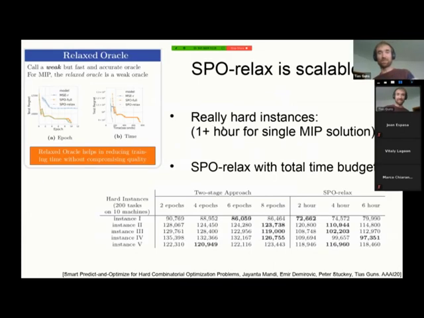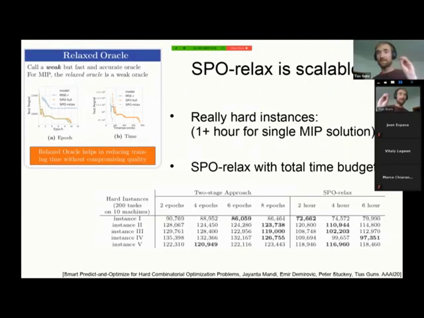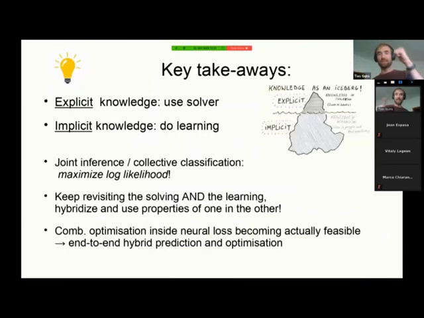So this actually works. It's nice. It actually works on large scale instances. It was the first method that works on really large scale instances. These are the key takeaways: keep improving both the learning and the solving, and it actually becomes possible to do this hybrid prediction and optimization even on large scale optimization problems. That's it.